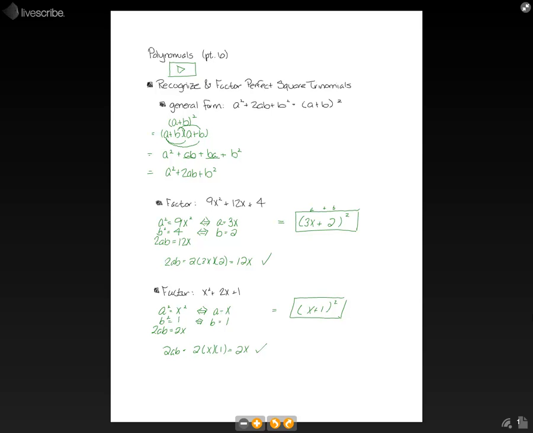If it doesn't work, if you don't have a perfect square trinomial, oftentimes you just need to look at different options for factoring, like the more traditional methods, or use the quadratic equation.